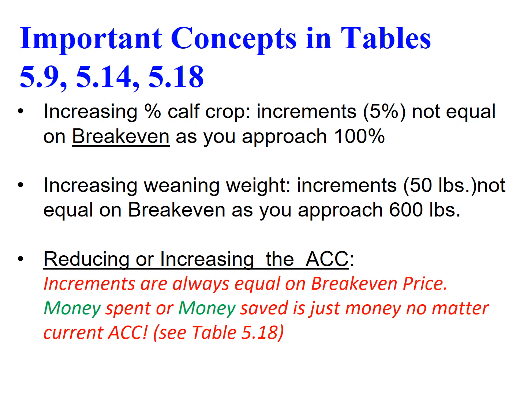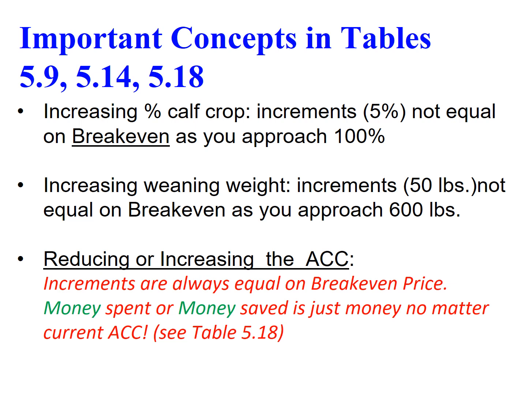For 5.9, remember we kept annual cow cost the same, we kept weaning weight the same, and we changed calf crop by 5% increments. The point is that the 5% increments are not equal. They don't have equal effects on break even as you get closer to 100.